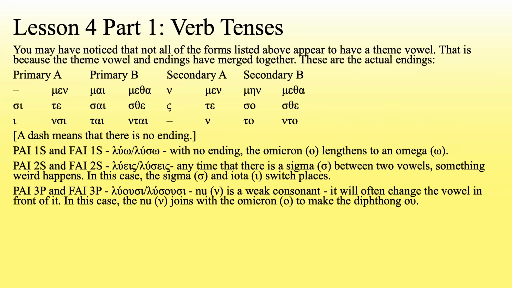For the present active indicative third person plural and future active indicative third person plural, so that's primary A endings, lu-usi and lu-susi. You'll notice there's an upsilon there, not a nu. The nu is a weak consonant. It will often change the vowel in front of it, or in this case, the nu joins with the omicron and makes the diphthong u.